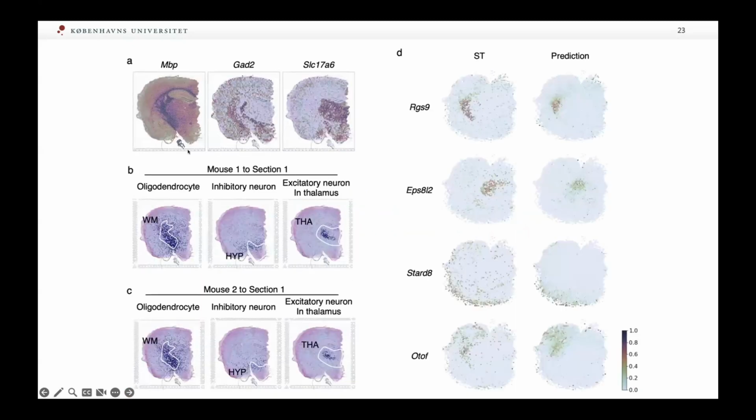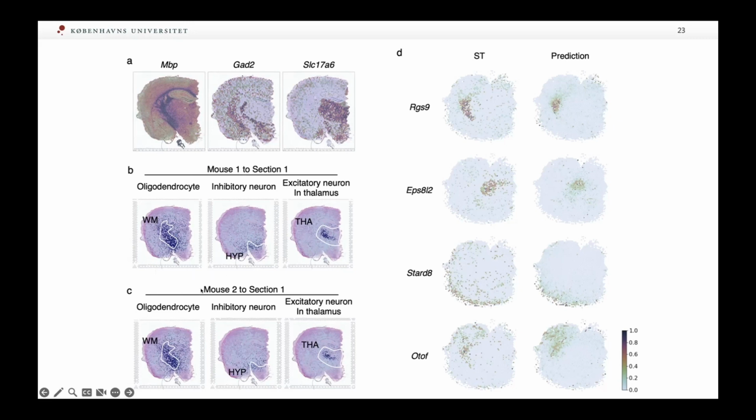Here is our result. So in the first row, we showed the marker genes of 3 cell types. In the second row, we showed our prediction of the 3 cell types. So here we trained on section 1 from mouse 1, and we predicted the location of mouse 1. We can see the predicted location of the cell types match with the expression of the marker genes very well.